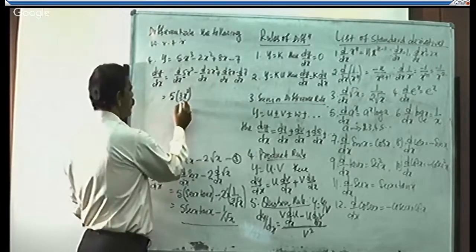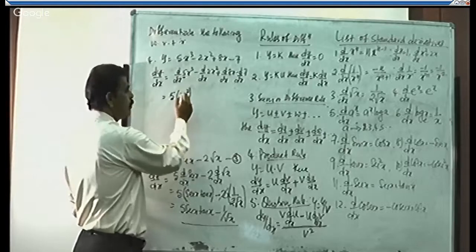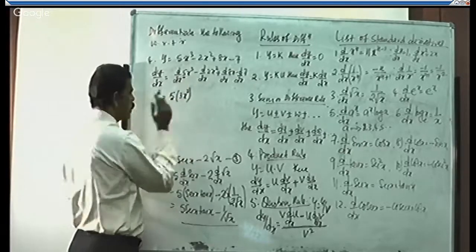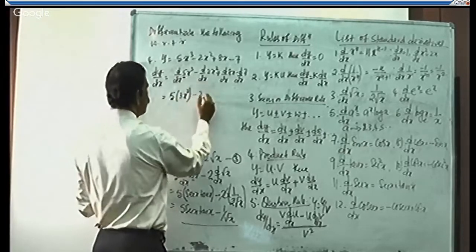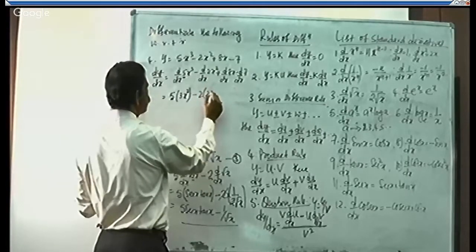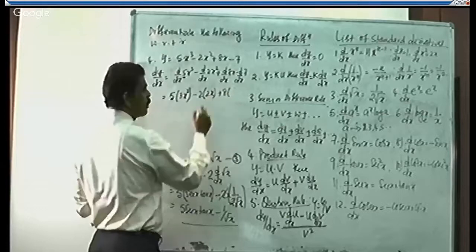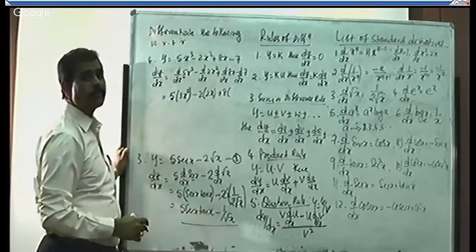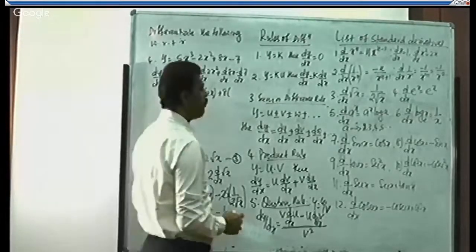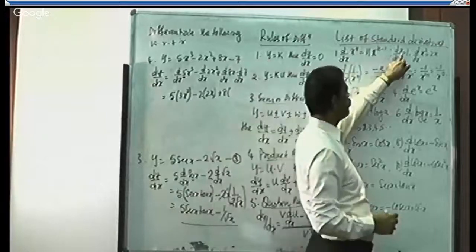Whatever the values I am writing in bracket, which is the derivative of the x term. Minus, keep the 2 as it is. Differentiation of x square is what? 2x. Plus, keep the constant as it is. Differentiation of x is, please remember, it is 1.